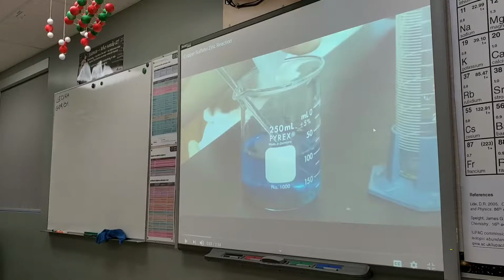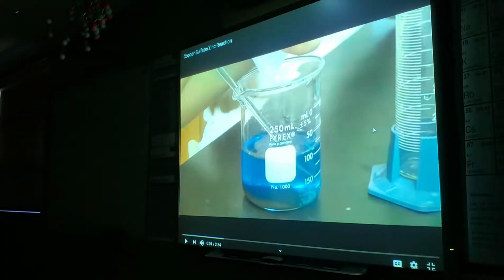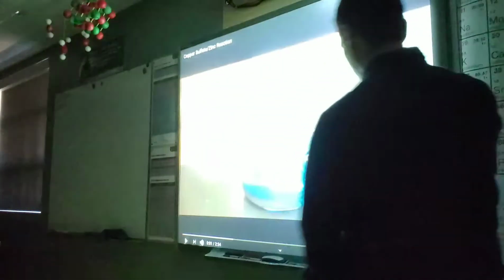So what's happening is we're gonna put some zinc into the copper sulfate. So this is a mixture of copper sulfate right now, and we're going to put the zinc into the copper sulfate. And we're going to see if we get a spontaneous reaction. I just want to show you what a spontaneous reaction looks like.